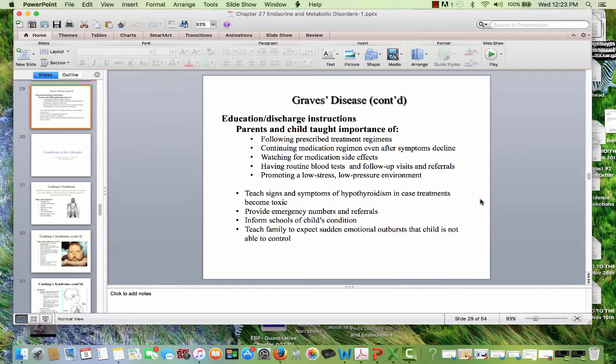So we often will encourage the kids to even get involved with yoga, and other ways that they can de-escalate situations, physically and even cognitively. It might be just counting back when they come up against stressors: 10, 9, 8, 7, 6, 5, ways that they can wind themselves down. You're also going to teach the signs and symptoms of hypothyroidism in case the treatments become toxic, and provide emergency numbers and referrals, inform the school, and teach the family to expect sudden emotional outbursts. That's not uncommon with these children.